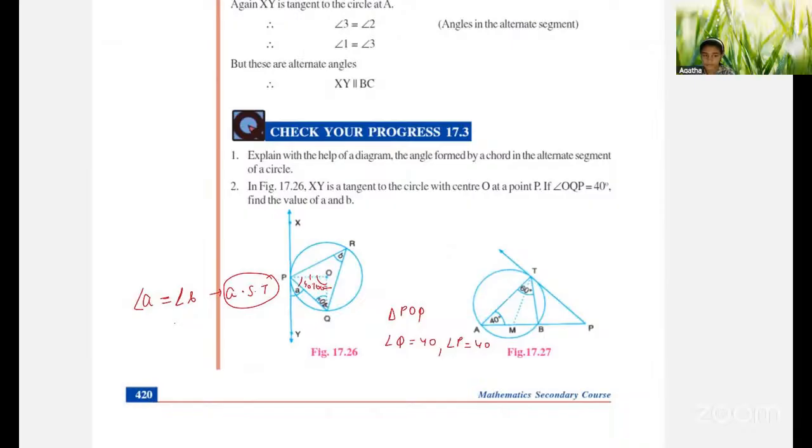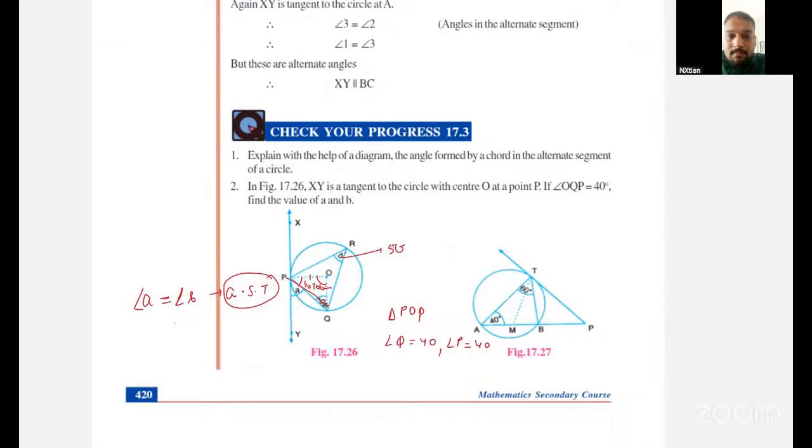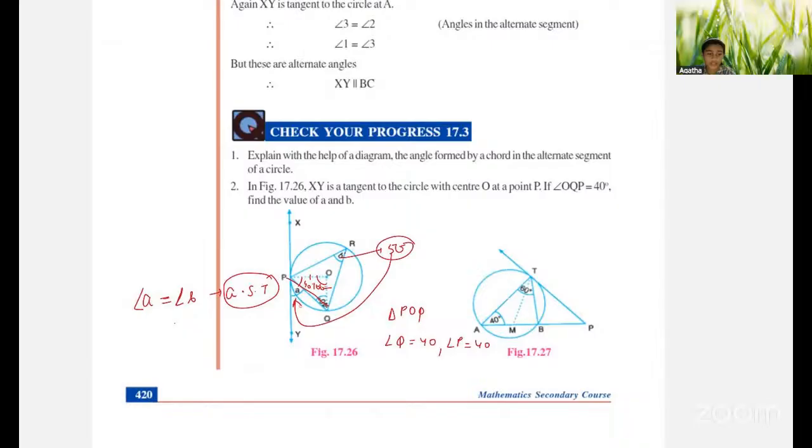And if it is 100, then the same chord PQ makes an angle at the center, and the same chord PQ makes an angle on the circumference which will be half. So it means that this will be 50. Got it, Agatha? Yeah, got it. And if this is 50, then this is also 50. So wait, the angle RPQ is 40, right? No, not RPQ. OPQ.